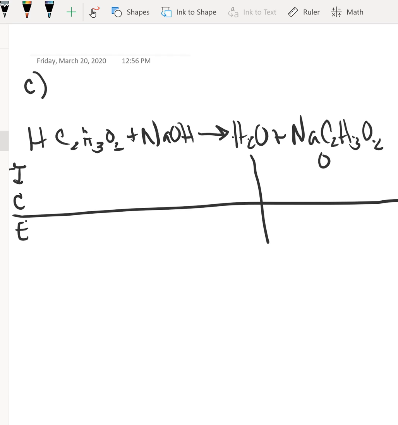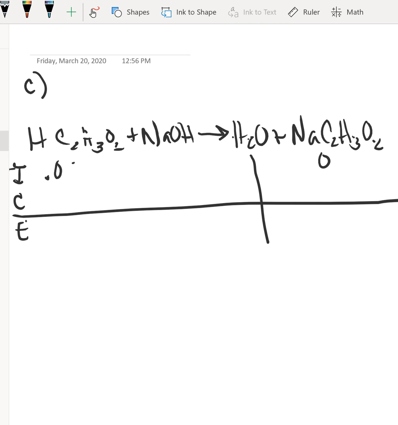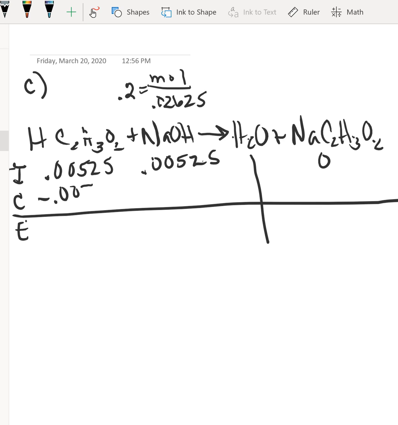Alright, and I still have my original amount, which was 0.00525, and I still have 0.2 molar, but now I'm adding 26.25, so 0.02625. So they're the same number, so it doesn't matter which one I subtract because they're the same.